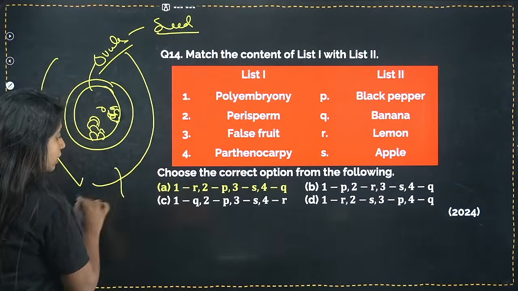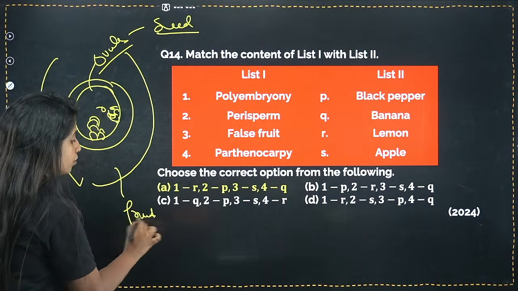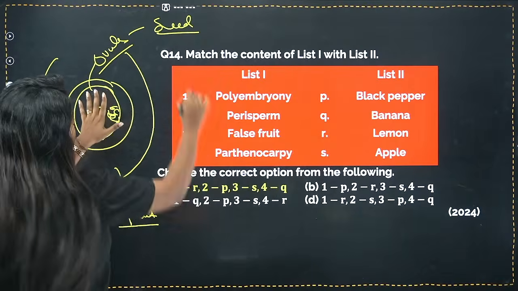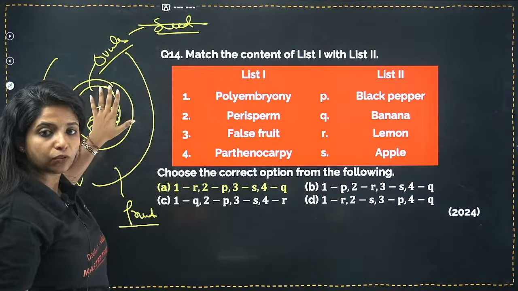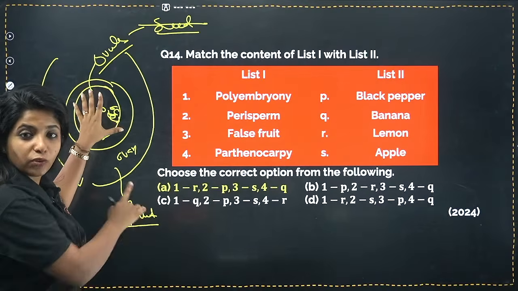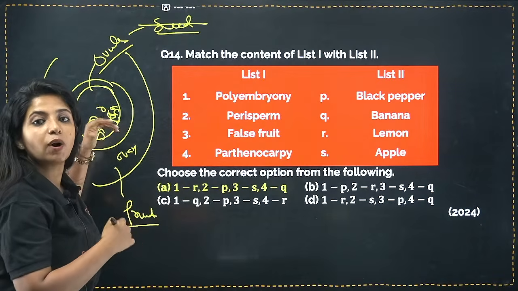Seed, and the ovary which is there, it transforms into fruit. But in the case of parthenocarpy, fertilization is not happening over here. That means there is no seed formation happening over here. But the ovary still transforms into a fruit. So will this fruit have the seed? No, it will not have the seed.